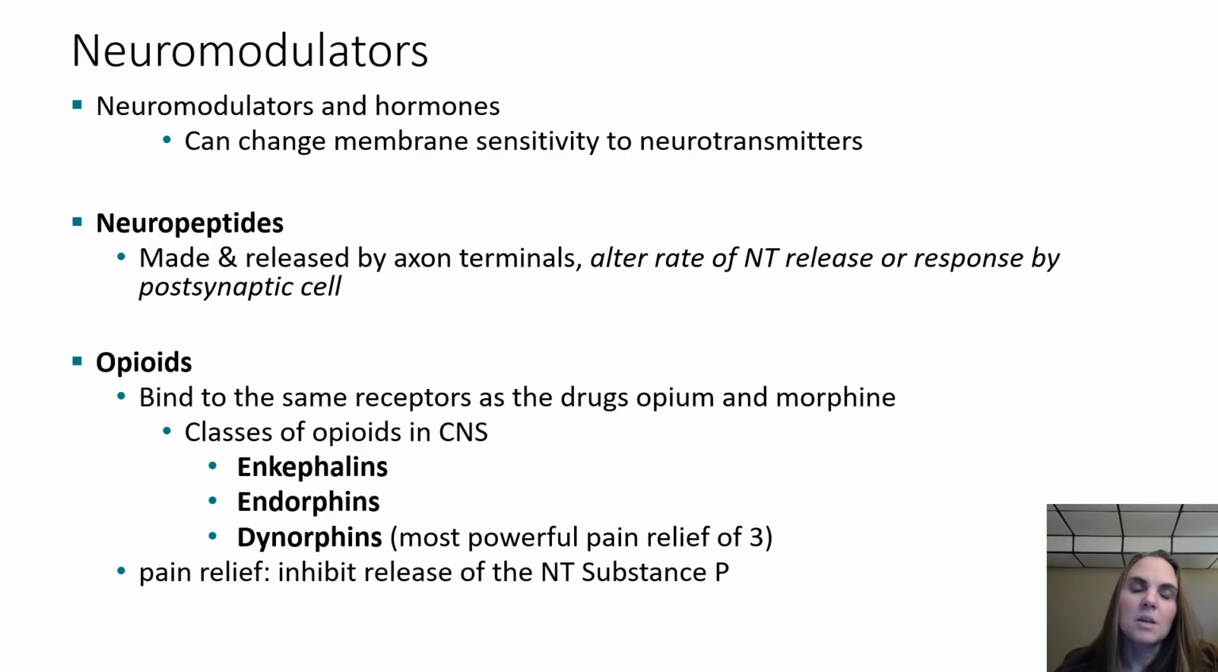Neuromodulators are basically substances that alter the response of the postsynaptic neuron to the neurotransmitter, and they can work in various ways. Some examples would be neuropeptides. These are made and released by the axon terminal, and they may alter the rate of neurotransmitter release, or they may change the response of the postsynaptic neuron to a neurotransmitter.